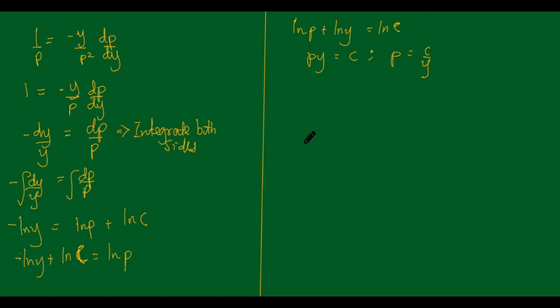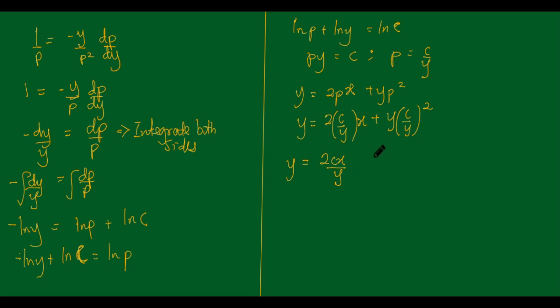So the next step is to substitute this new value of p into the original differential equation. Recall that the original differential equation is y = 2px + yp². On substituting this, we now have y equal to 2(c/y)x + y(c/y)². We can further simplify this to y equal to 2cx divided by y plus c² divided by y.